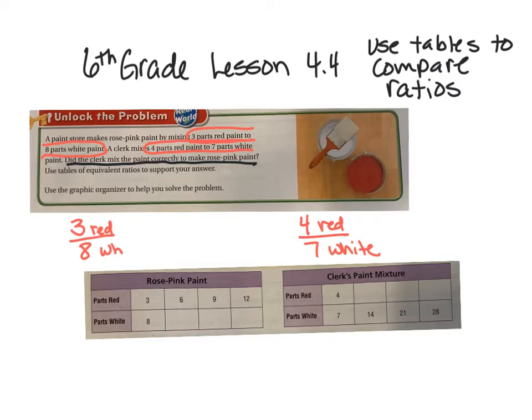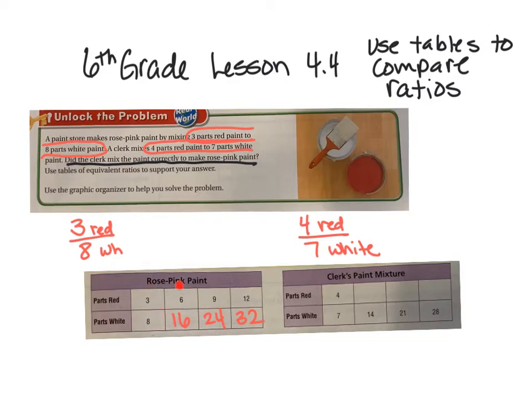And the table is a useful way to draw things out too. Notice they have this 3 parts red to 8 parts white for the way it's supposed to be. And then over here we have 4 parts red to 7 parts white for what the clerk's paint mixture was. Let's run through just like equivalent fractions. Remember they also talked about using that multiplication grid if you need to, the 3 row and the 8 row. So 3, 6, 9, 12, we're going to go 8, 16, 24, 32. Those would be equivalent ratios.